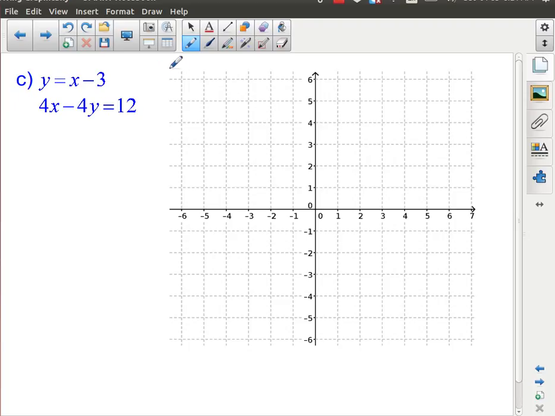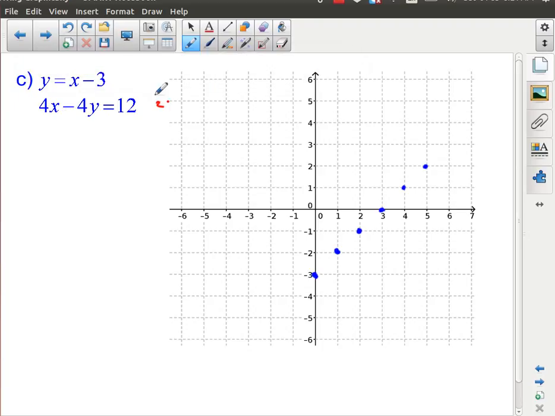Okay, another one. y equals x minus 3. The y-intercept is at -3. And now my slope is 1. So to the right by 1, up by 1. To the right by 1, up by 1. To the right by 1, up by 1. And I'm going to continue that trend. This one, well, this is the second equation.